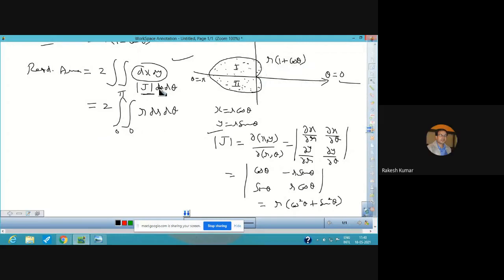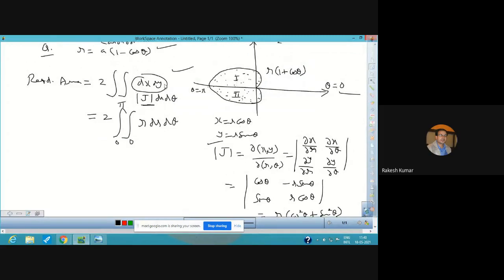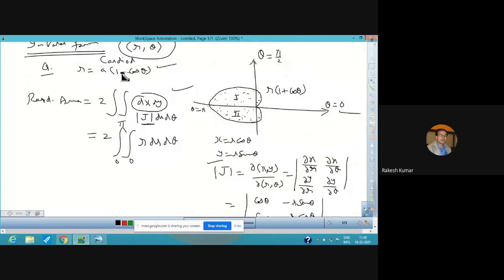This is the cardioid we have. This is a clerical mistake here. There should be a positive sign. So change the sign here. This is the cardioid actually.